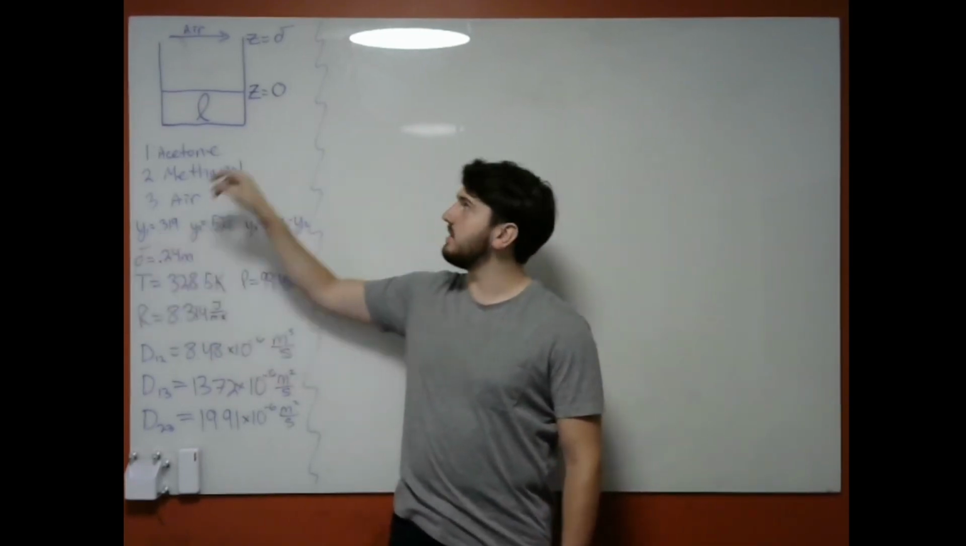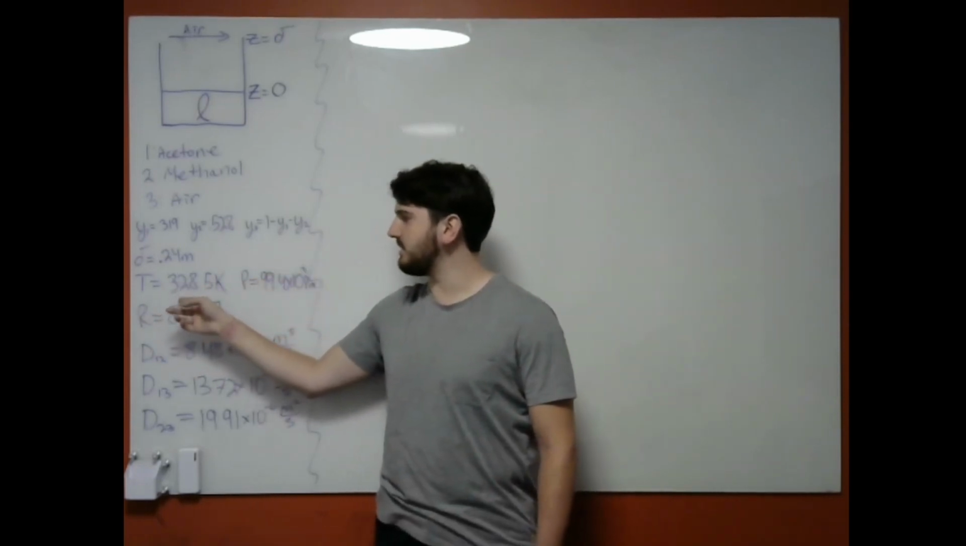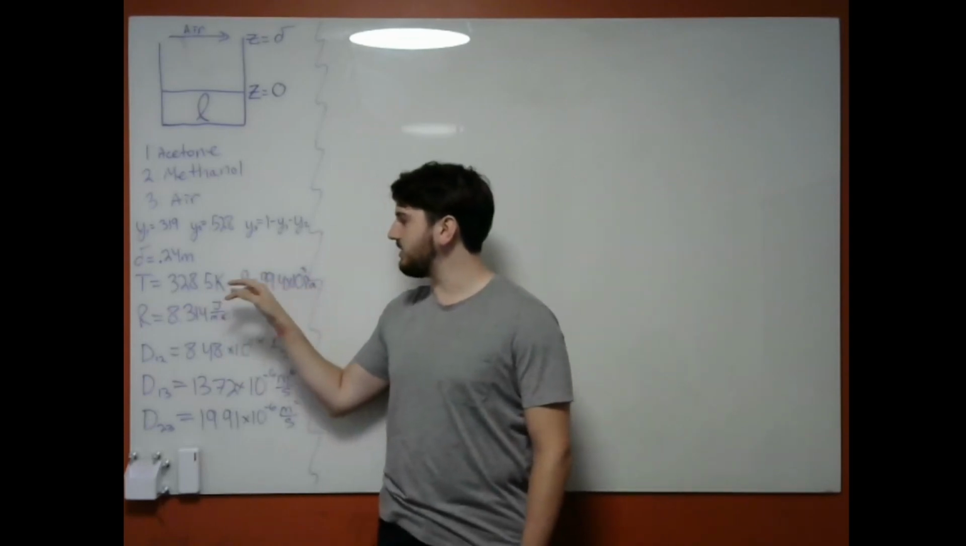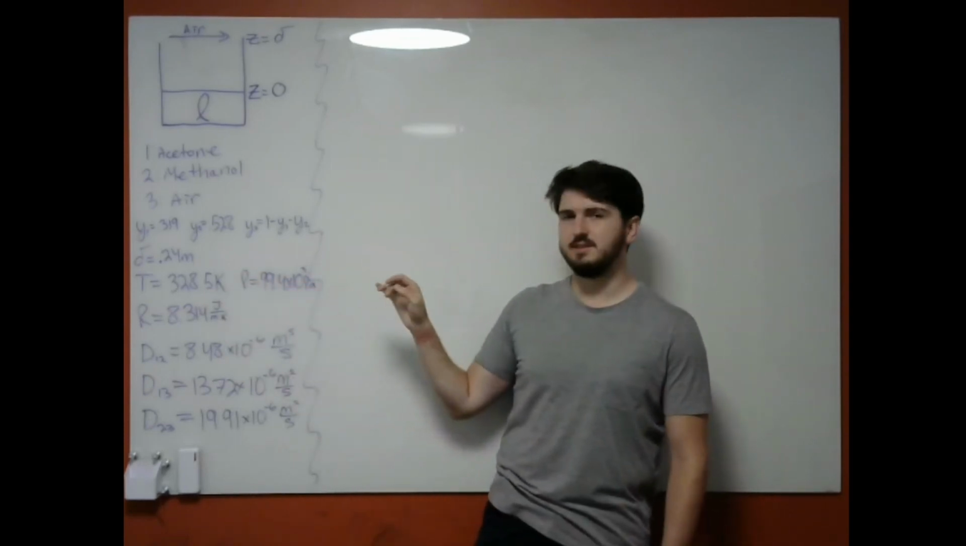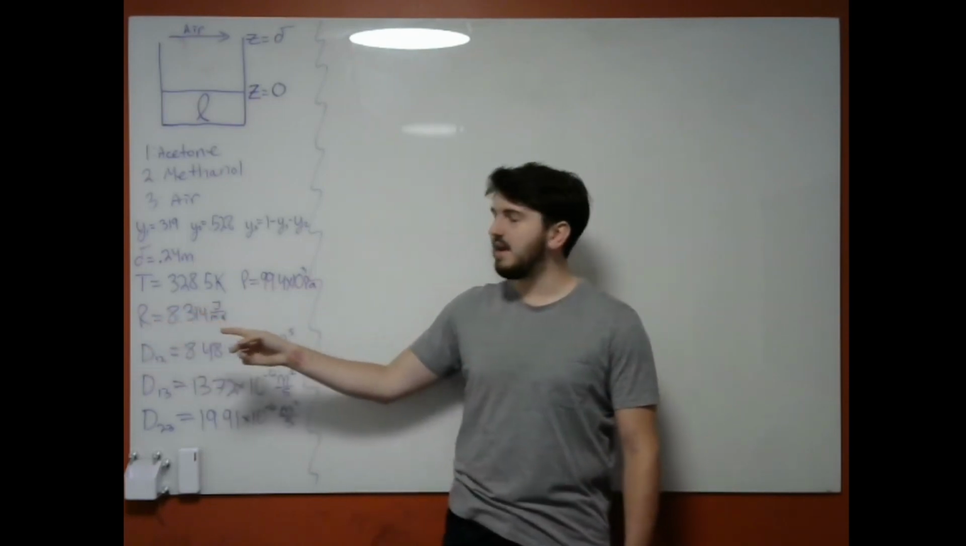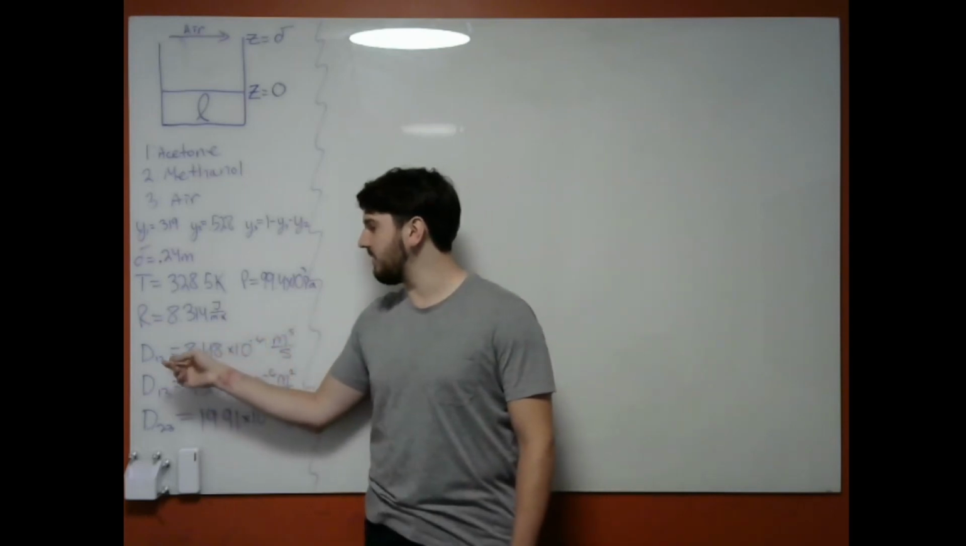We know that delta is equal to 0.24 meters. We have the temperature as 328.5 Kelvin. We have the pressure as 99.4 times 10 to the third pascals. The gas constant is 8.314 joules over moles times Kelvin.